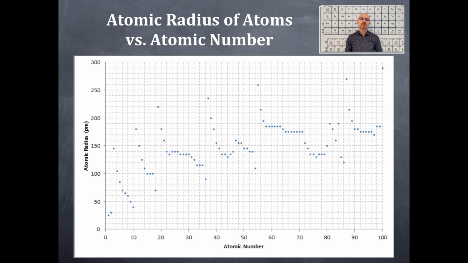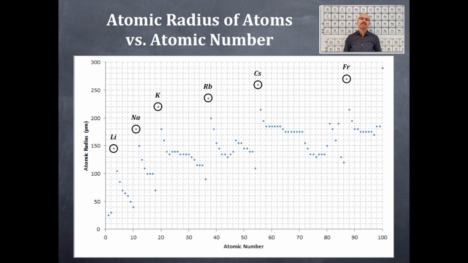Okay, so here's a graph of atomic radius of the atoms versus atomic number. Notice that the atomic radius is in picometers. That's times 10 to the -12th of a meter. The atomic number is on the x-axis and the radius is on the y-axis right there. I'm going to highlight some certain sections on here so that you can really read this graph.